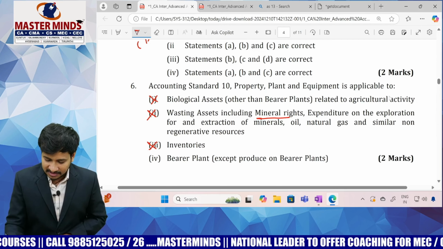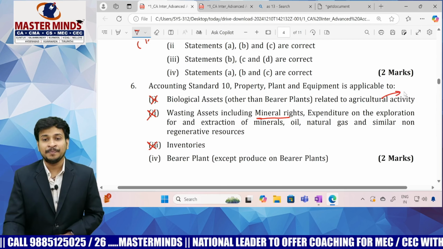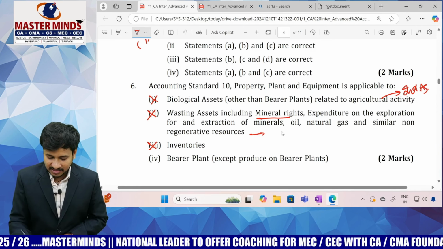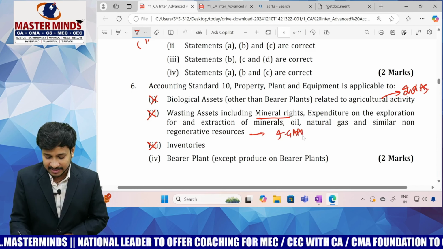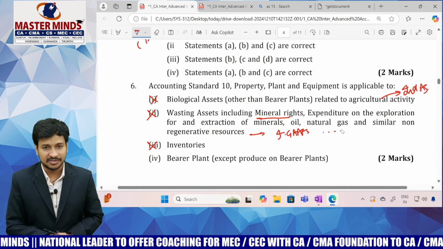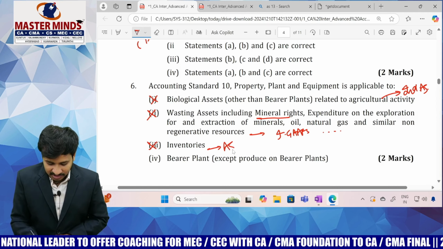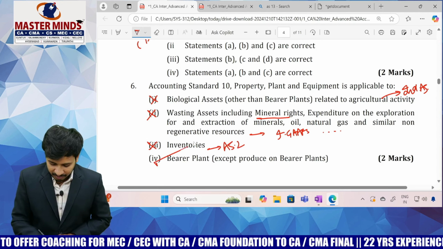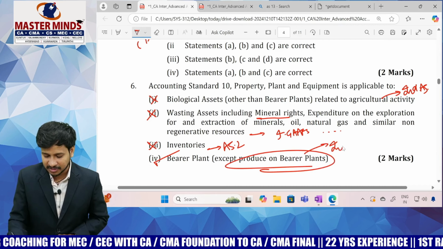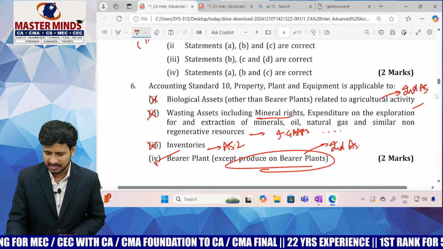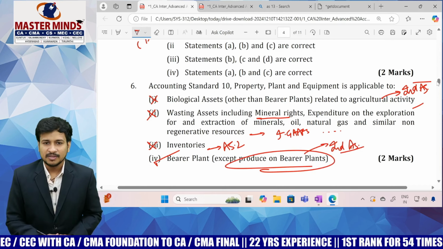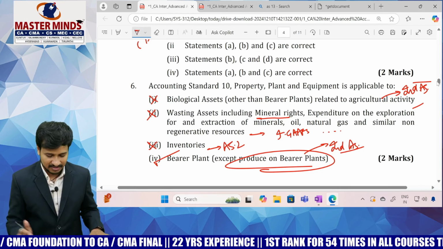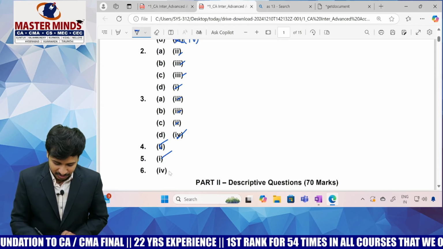The reason being, for biological assets relating to agricultural activities, there is no specific accounting standard, but Ind AS is going to take care of it. And for wasting assets, again the same: Indian GAAP, Indian generally accepted accounting principles, and corresponding Ind AS is going to take care. For inventories, Accounting Standard number 2 is going to take care. And if you observe, AS 10 is applicable for bearer plants but not for produce on bearer plants, for which the respective Ind AS, like 41, is applicable. So AS 10 is applicable for bearer plants except on the produce of the bearer plants. And the correct answer is option 4.